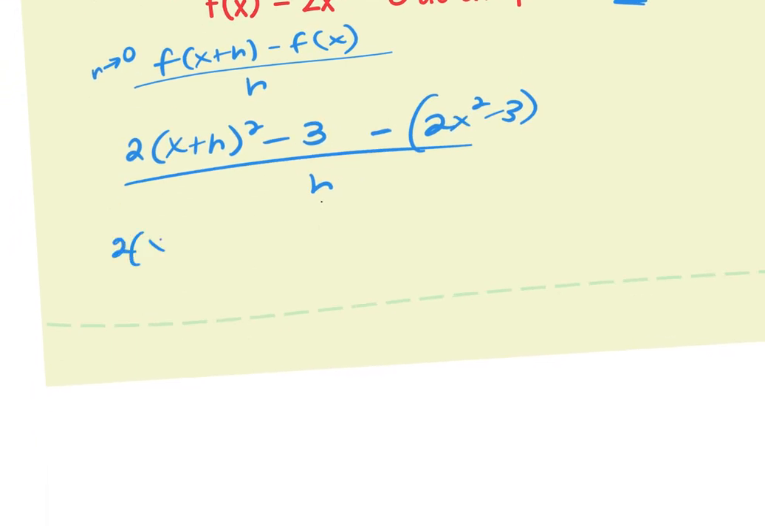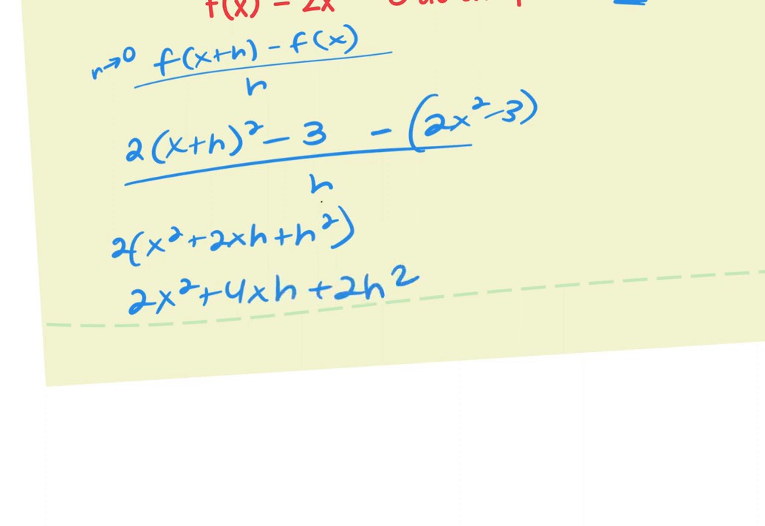If you memorize it, which hopefully you do because it makes life easier, (x plus h) squared is x squared plus 2xh plus h squared. Then you distribute it. You do know that, yeah. So then I would get minus 3 minus 2x squared plus 3.